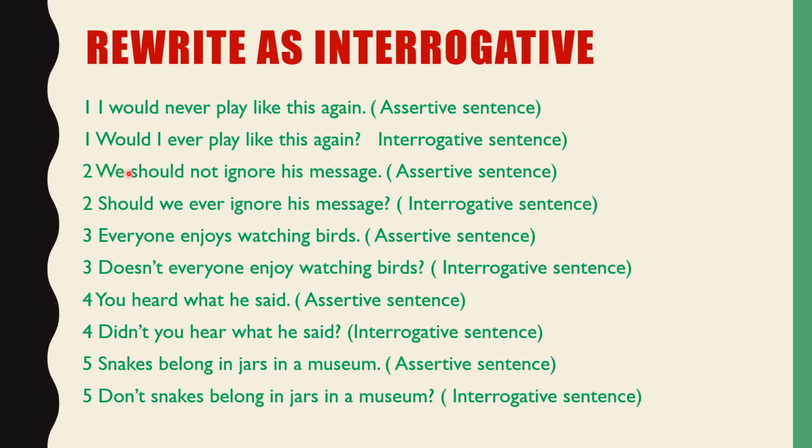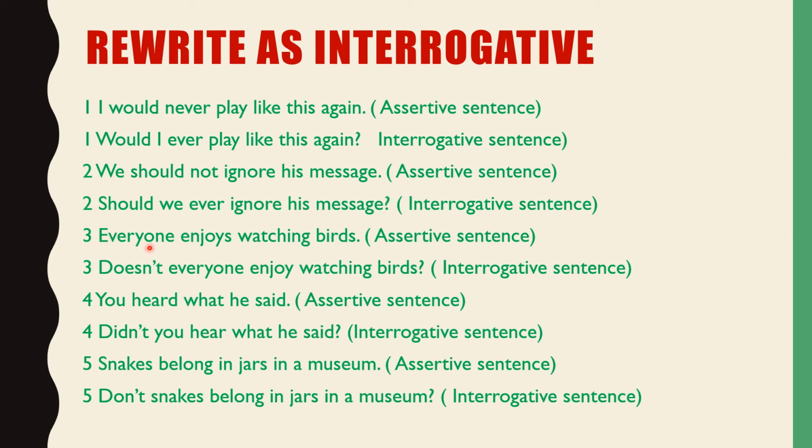The second example, we should not ignore his message. This is an assertive sentence. Should is the auxiliary, but here this assertive is negative. So again, use the auxiliary. The rule says use the auxiliary which is there in the assertive itself before the subject we. So you will write, should we ever ignore his message? So that not will become ever. Should we ever ignore his message? This is an interrogative sentence.